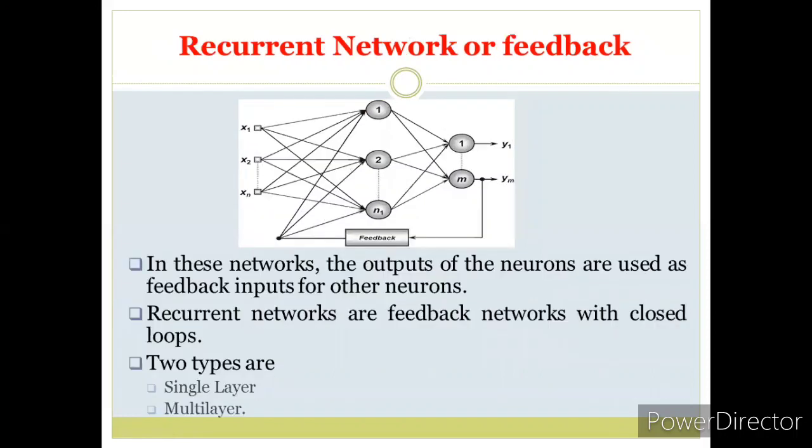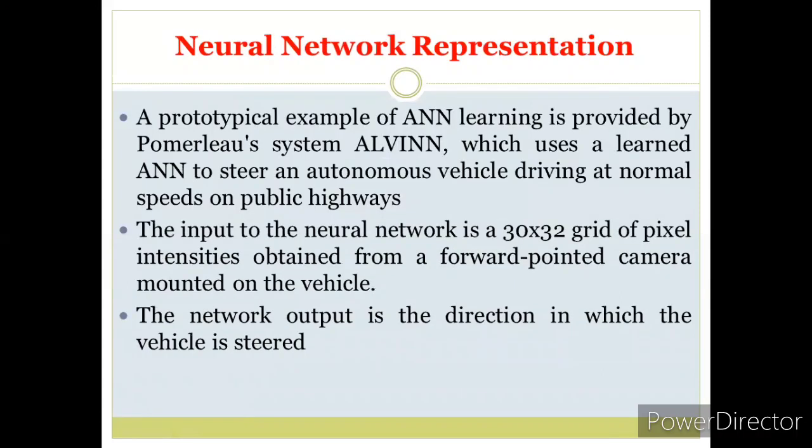The next one is the recurrent network, or feedback network. In this, we can observe that the output of the neuron is connected back to the inputs with the help of feedback. As we can see in the figure, there is a feedback connection where the output of the neuron is fed back to the input of another neuron. So recurrent networks are feedback networks with a closed loop. There are two types: one is single layer, and the other is multi-layer, which we'll study in the future.